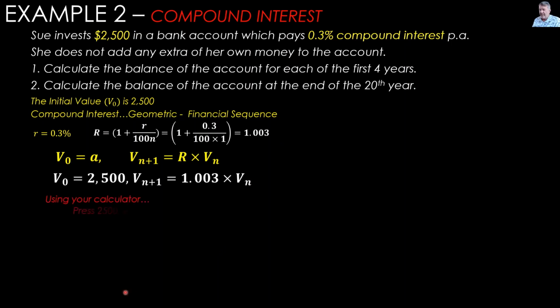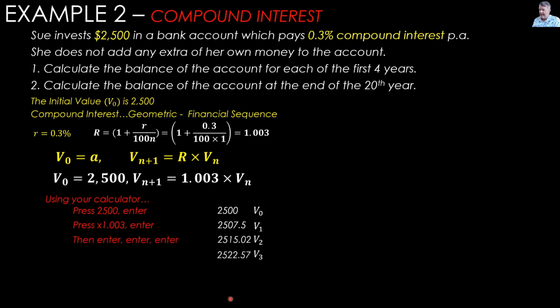Using a calculator, first 4 years. Again, 2,500, press enter. Now times 1.003 is 2,507.5. And then enter, enter, enter. Again, you get V2, V3, and V4, which is $2,530. So you can see she's ended up with, from memory, a little bit more than Bob. No, it wasn't, because it was much lower interest rate. He was 2,550, wasn't he? Don't mind me. Finish it off with a statement.